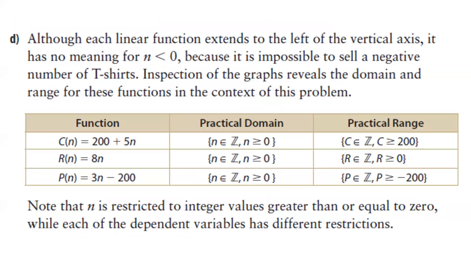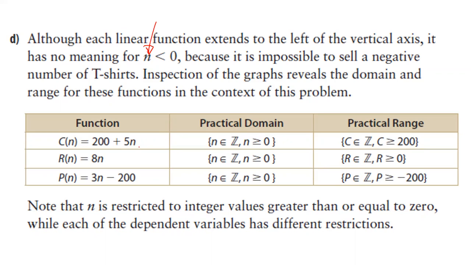Okay, and next question, we consider the domain and range for each of the functions listed here. Although each linear function extends to the left of the vertical axis, it has no meaning for n less than 0, right? Because of the meaning of n. N stands for the number of t-shirts sold. So n must be greater than or equal to 0, right? So for each of the functions here, the domain is n greater than or equal to 0.